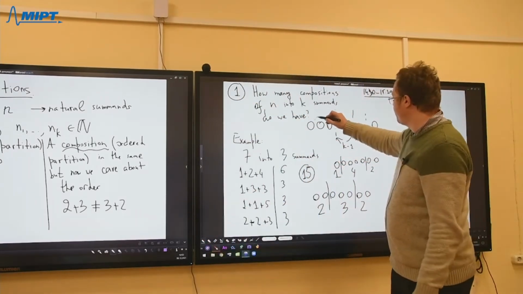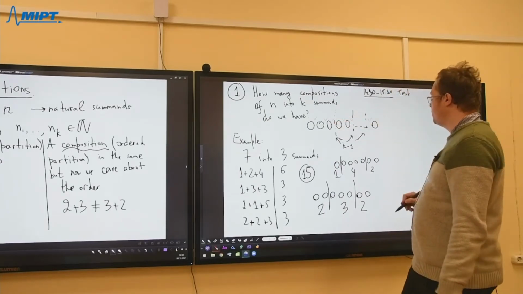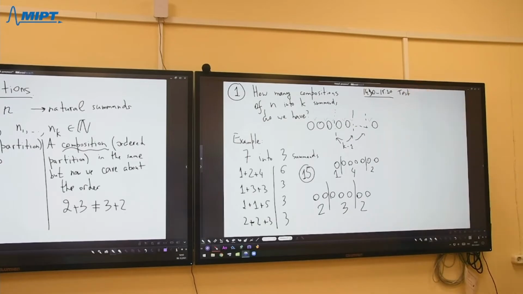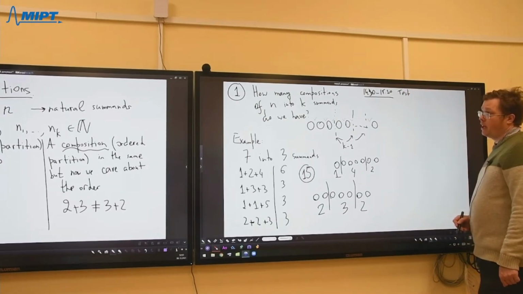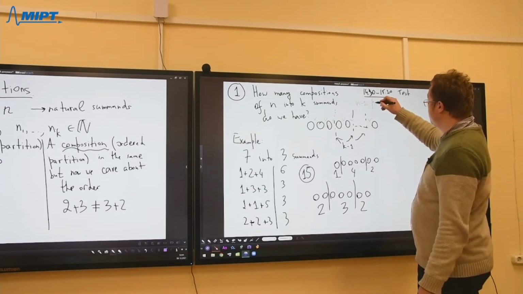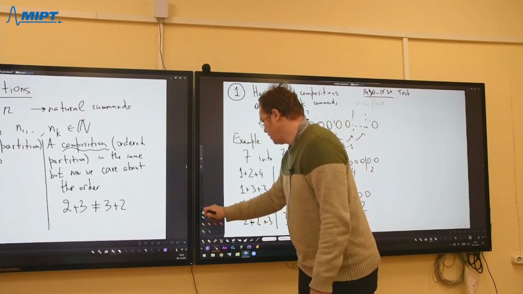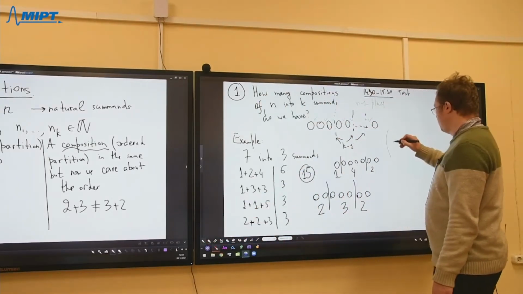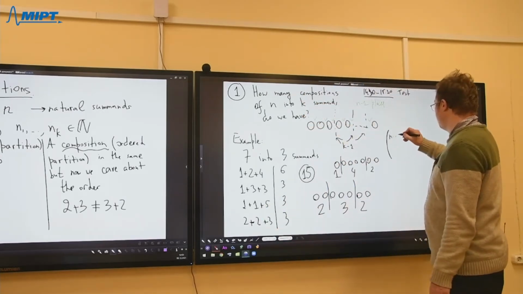So here we have exactly n minus 1 spaces where we can put these delimiters. And we have exactly k minus 1 delimiters. So we have n minus 1 places for k minus 1 delimiters. And so the answer is n minus 1 choose k minus 1.